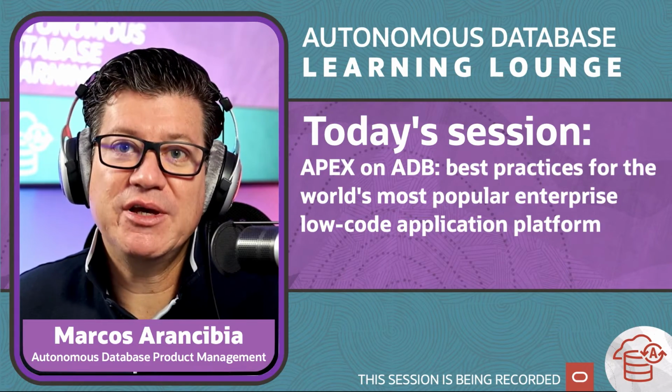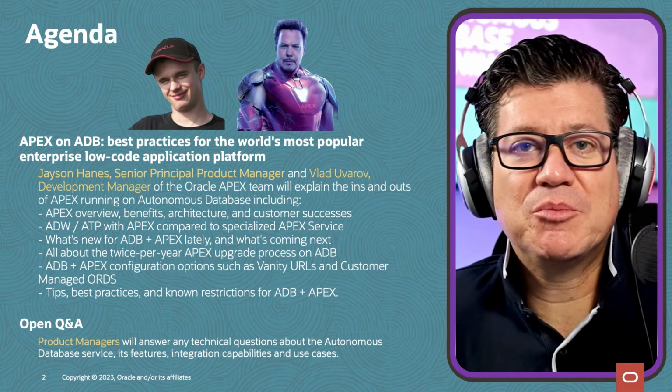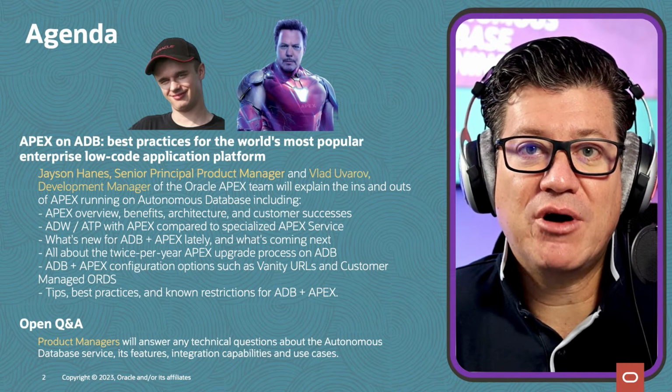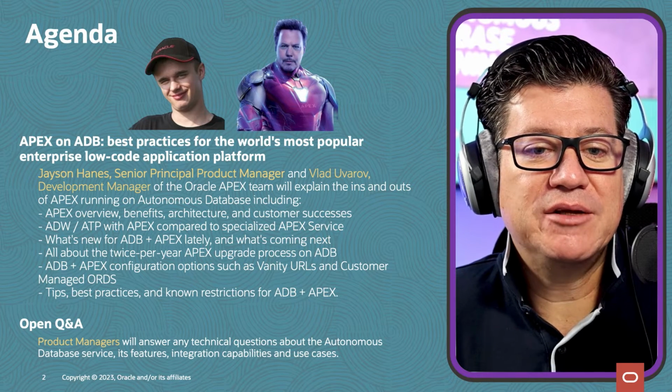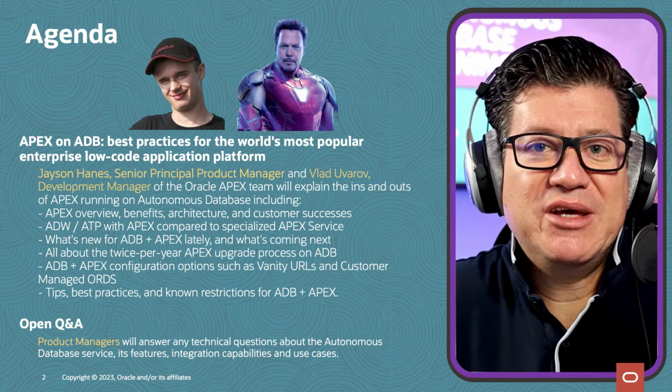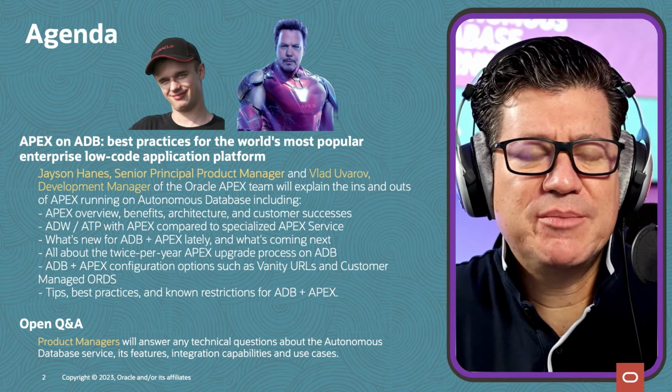For the agenda today, we're going to have Jayson Hanes, a senior principal product manager, and also Vlad Uvarov, a development manager with the APEX team. They're going to be explaining the ins and outs of APEX and running that on Autonomous Database.